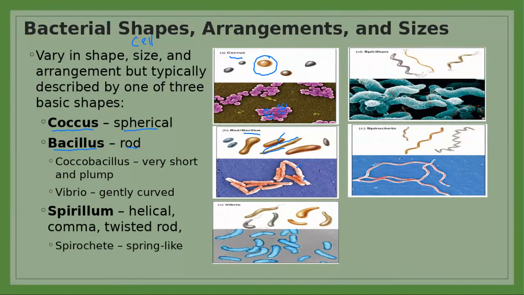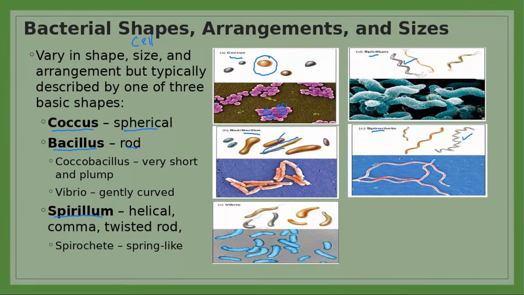The next one, the third one, is called the spirillum, which is a twisted or spiral bacteria, like this over here. You see that this is like a spiral. This is a twisted spiral also. So this group over here is called the spirillum bacteria.